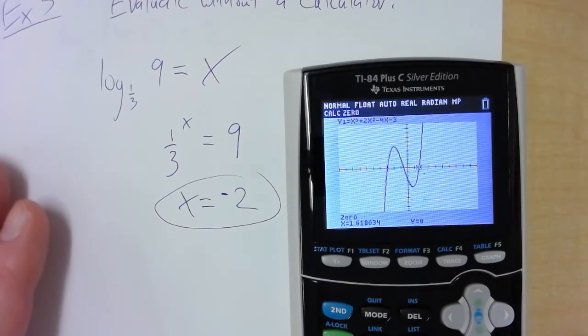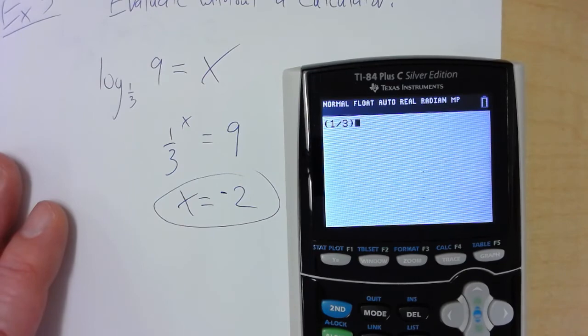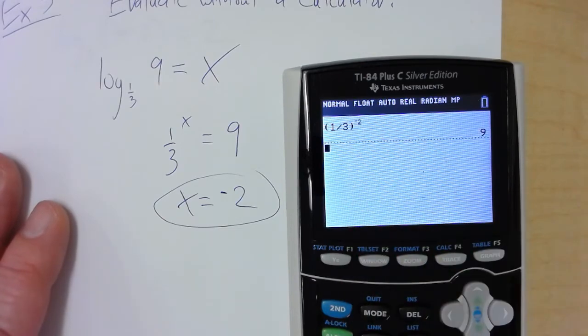So we clear, and we type 1/3. So we get 1 divided by 3, there's 1/3 to the power of -2. You can see that pretty well, and the answer will be 9. So it really does work.